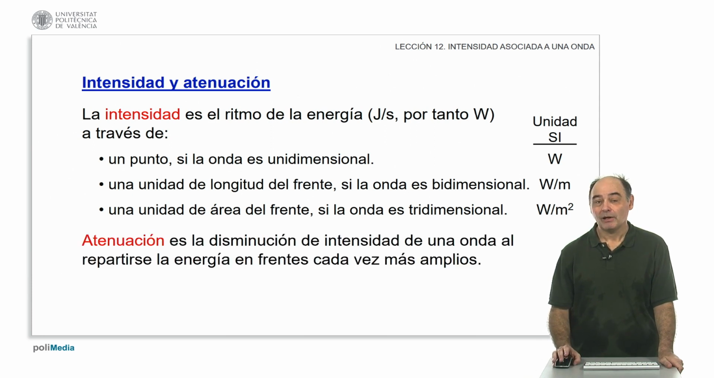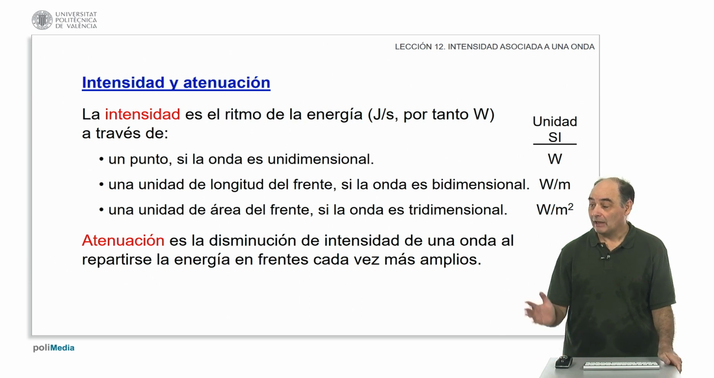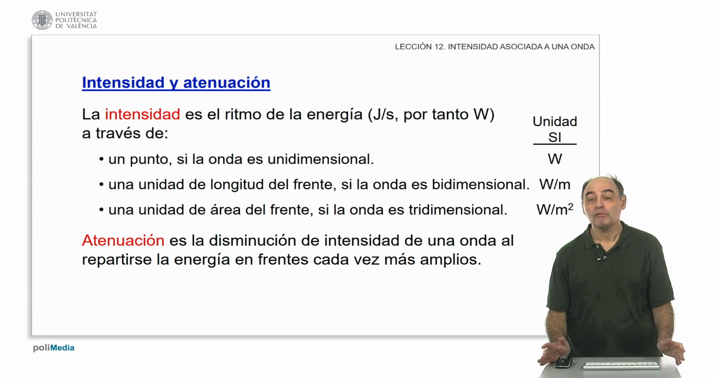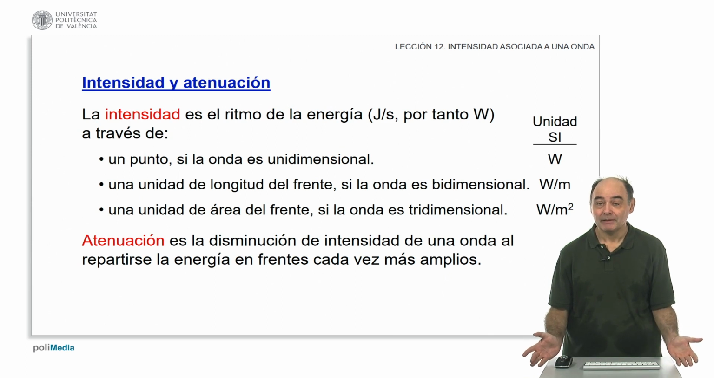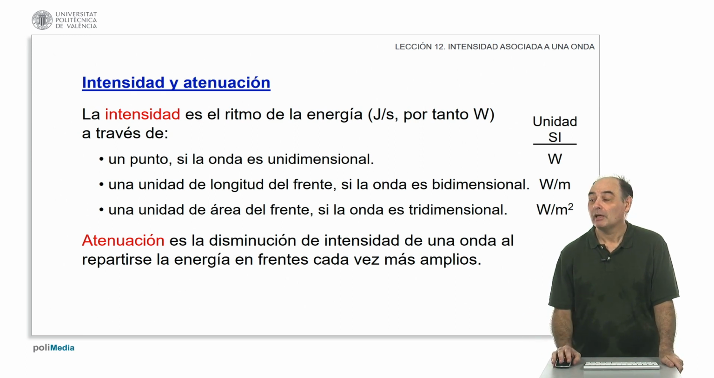The next relevant definition. What is attenuation? Attenuation is the decrease in the intensity of a wave as the energy is spread over wider and wider fronts. Not to be confused with loss of energy, because this is not the case. There is no loss of energy. We are simply having that the energy is distributed between wider areas and, for example, touch less. That is the concept of attenuation.